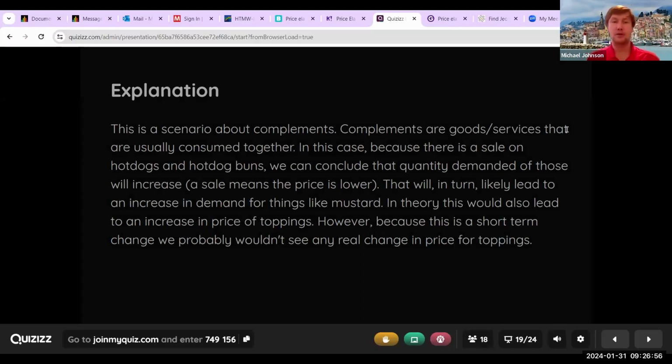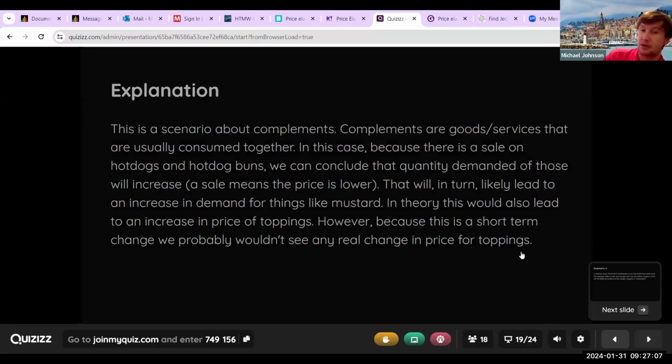That will in turn likely lead to an increase in demand for things like mustard. In theory, this would also lead to an increase in the price of toppings. However, because this is a short-term change, we probably wouldn't see any real change in price for toppings.